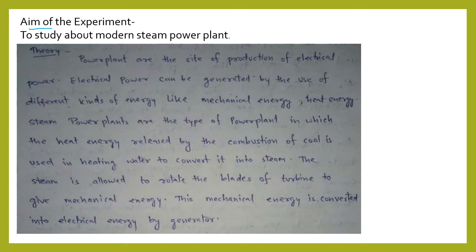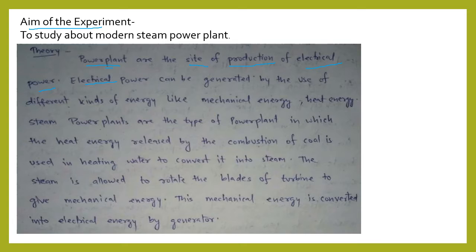So the aim of this experiment is to study modern steam power plant, and the theory is given here. Now, what is a power plant and what is a power station? A power plant is simply the site of production of electrical power. The sites of production of electrical power are known as power plants. Electrical power can be generated by the use of different kinds of energy like mechanical energy, heat energy, steam, etc.